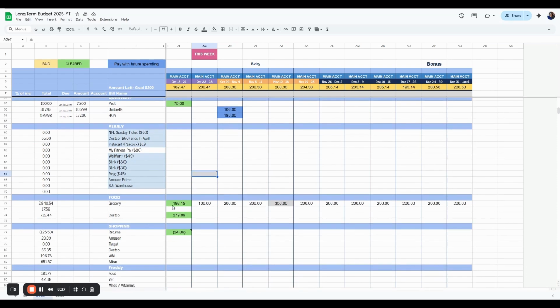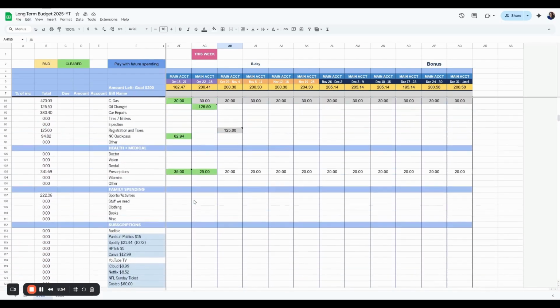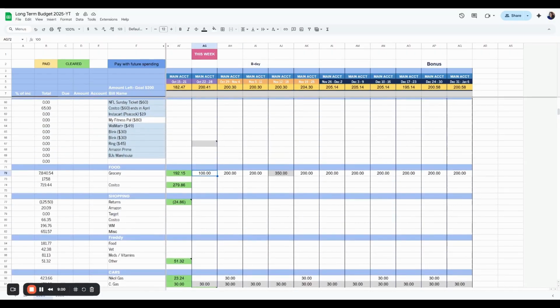Then we have grocery. We usually spend about $200, but if you watched my video from Monday, you'll know why this is only $100. This is very ambitious. I've already spent $38.70, so we'll see. This has to last until next Tuesday. So we'll see if this is realistic. Again, your budget does need to be realistic.